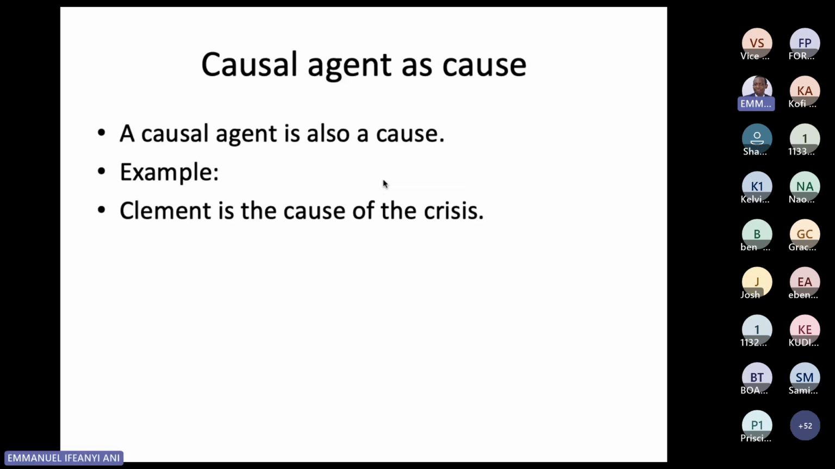Then we have causal agent. A causal agent is also a cause. So when we talk about causal agent, you are referring to living organisms like human beings. Clement is the cause of the crisis. John is the reason why I came late. So when it is human beings, you call that causal agent.